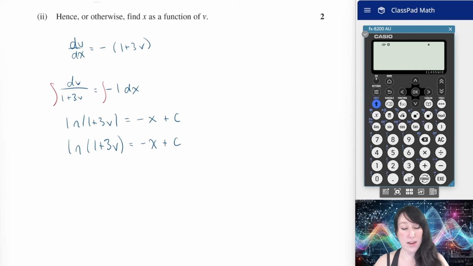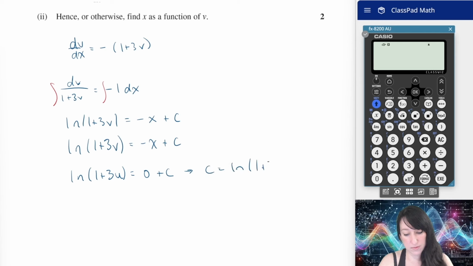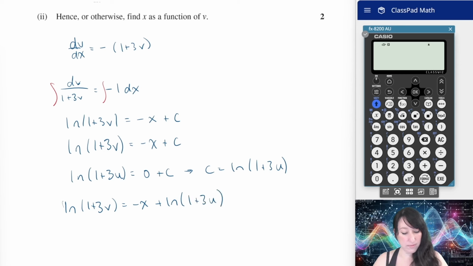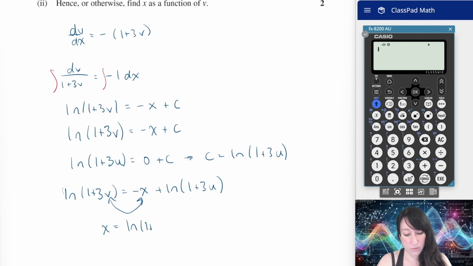Now, we were given that initially the particle is at the origin with a velocity of u. So we have ln of 1 plus 3v equals negative x plus ln of 1 plus 3u. Now to solve for x, we'll swap these terms to get x is equal to ln of 1 plus 3u minus ln of 1 plus 3v, which we would typically express as ln of (1 plus 3u) over (1 plus 3v).